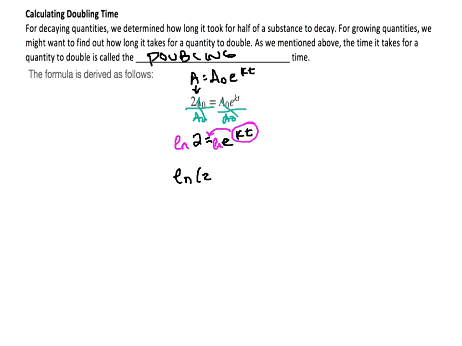So I end up with the ln of 2 equals k times t, so I can either divide by k or divide by t. If I divide by k, I get t is equal to the ln of 2 over k. If I divide by t, I get that k is equal to the ln of 2 over t. So this is for doubling time.